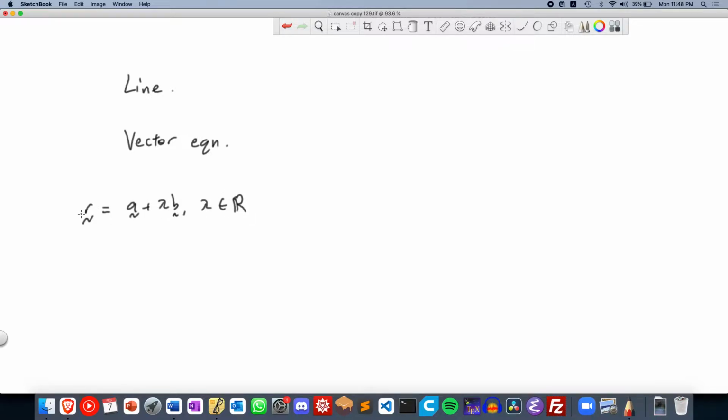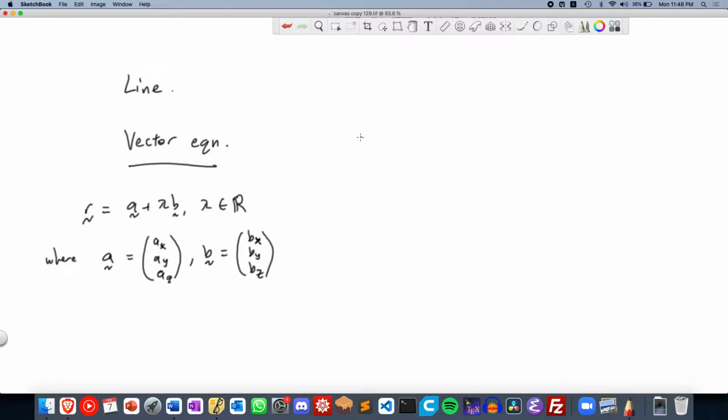So usually the question will give us, if you want to define a line, a x, a y, a z. You have the coordinates, you have the components of the a vector as well as the b vector. So this will be bx, by, bz. Okay, so that's the vector equation for a line.